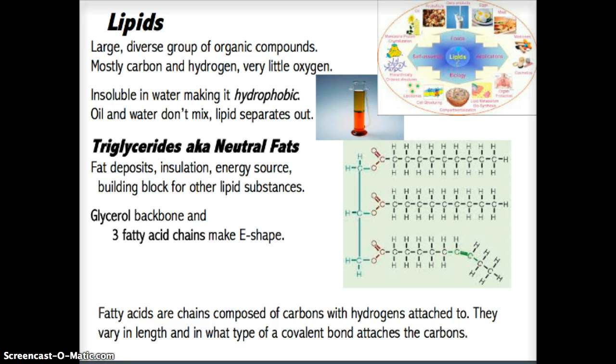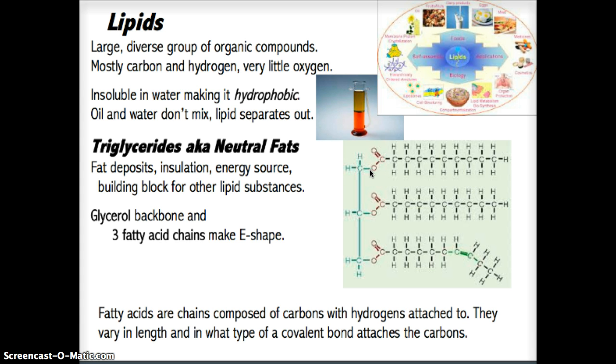Our neutral fats are our triglycerides. Those are the fat deposits we have, the insulation. Those are energy sources, but those are also building blocks for other lipid substances that we use in the body. What they have is a glycerol backbone. That's the glycerol backbone back in here. We have 3 carbons that are attached, and then from those come fatty acid chains, 3 of them.